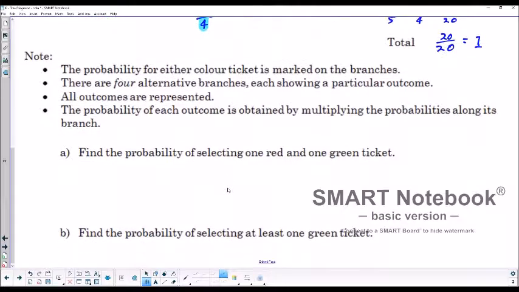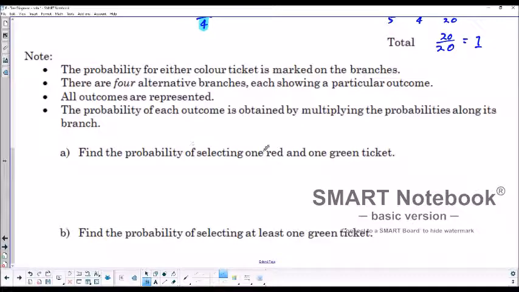Okay, so just going along here, the probability for each color ticket is marked on the branches, which I've shown you. There are 4 alternative branches, each showing a particular outcome. All outcomes are represented. So the 4 alternative branches are the second branches. The probability of each outcome is obtained by multiplying the probabilities along its branch.